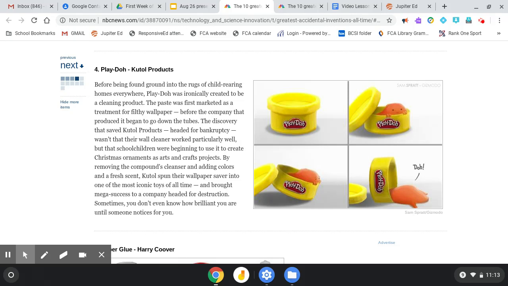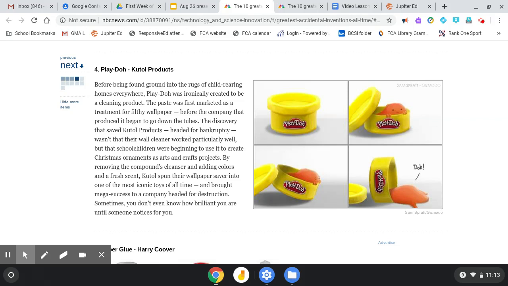Okay, so in this case, Kutal Products had invented this paste, almost like a sticky clay type substance, in order to clean wallpaper. But it wasn't selling very, very well. They realized, I guess people don't really want to clean their wallpaper, or they have better ways of doing it. However, they did notice that children everywhere were using their quote unquote cleaning product as a toy.